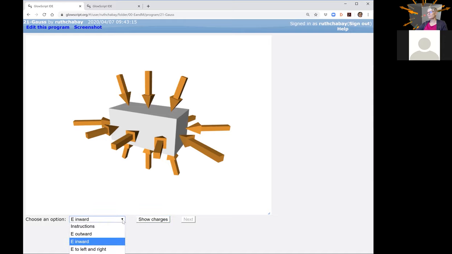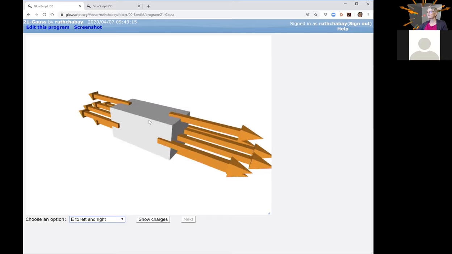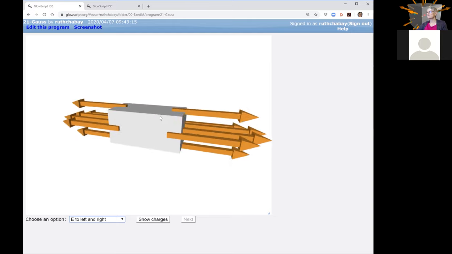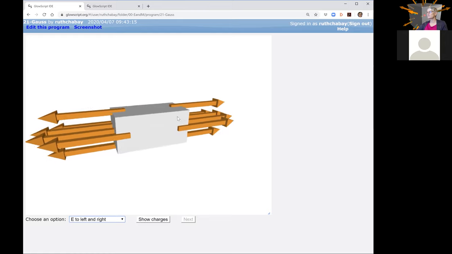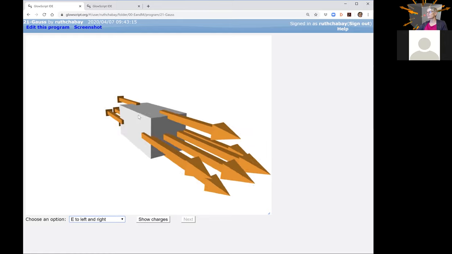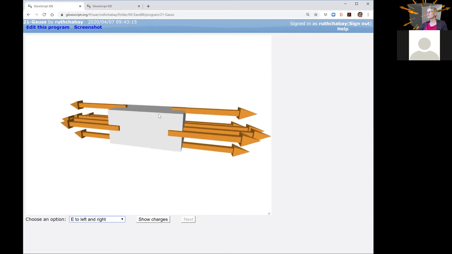Okay, let's do something that's a little more interesting, a little harder. Here's our box at a different location in space. And now when we measure the electric field at the locations where the tails of the arrows are, we see this pattern of electric field.